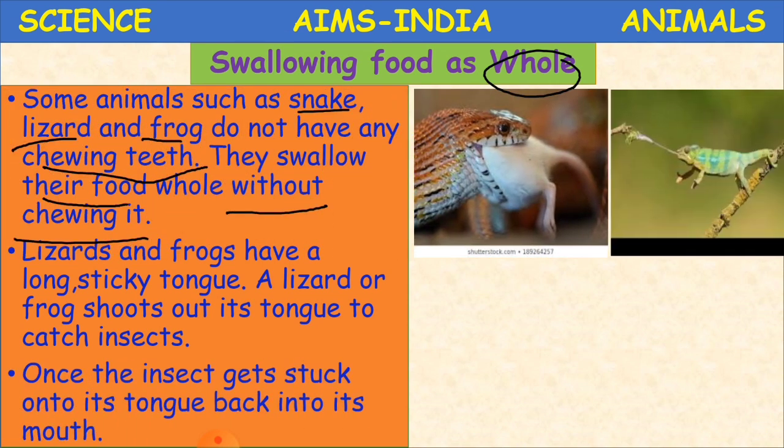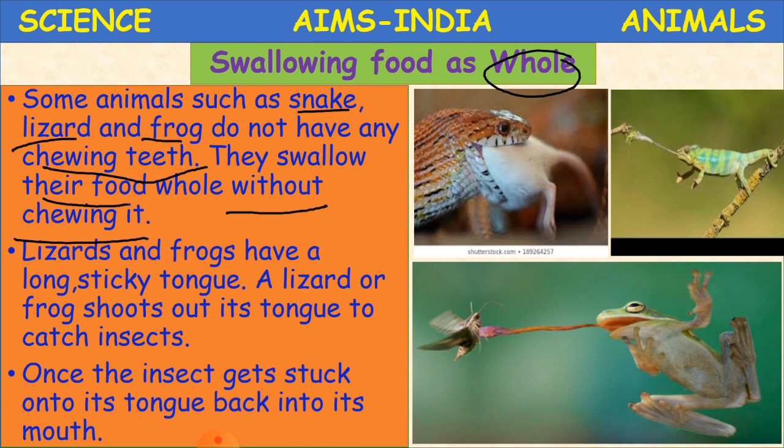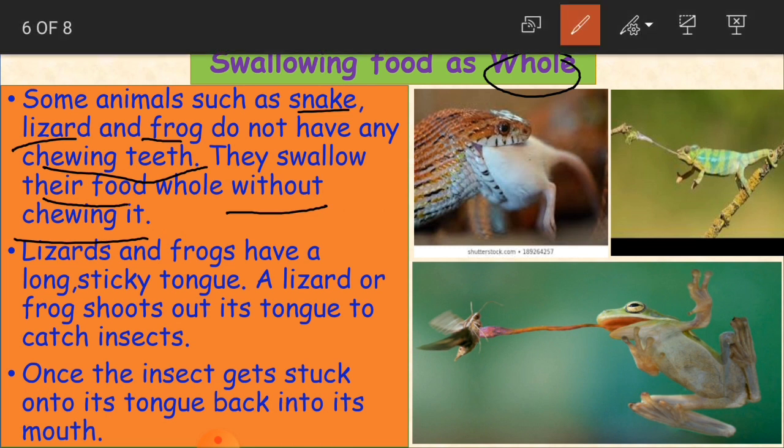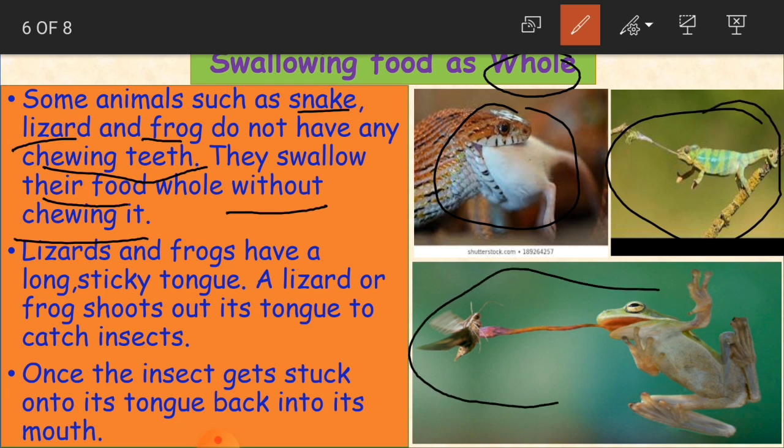A lizard or frog shoots out its tongue to catch insects. See here, children, you can very clearly observe in the pictures how these animals are swallowing the food. So lizards and frogs, what do they have here? A long and sticky tongue. See the tongue here, it is very long and it is sticky. Sticky in the sense it's like a gum substance, it is gummy.